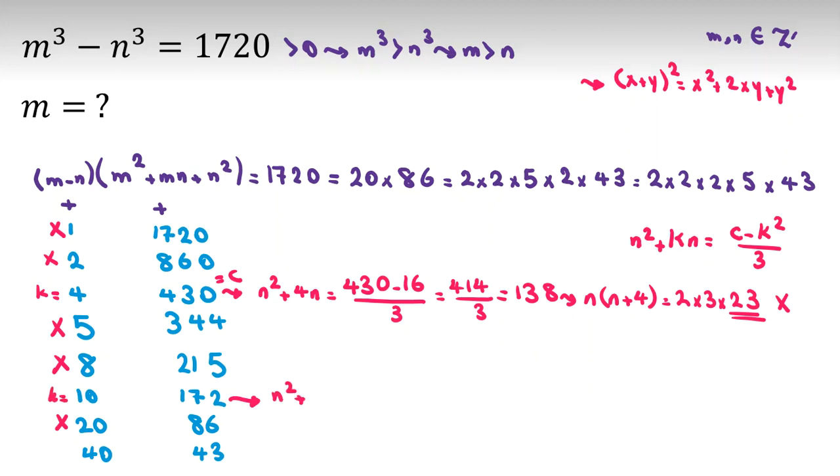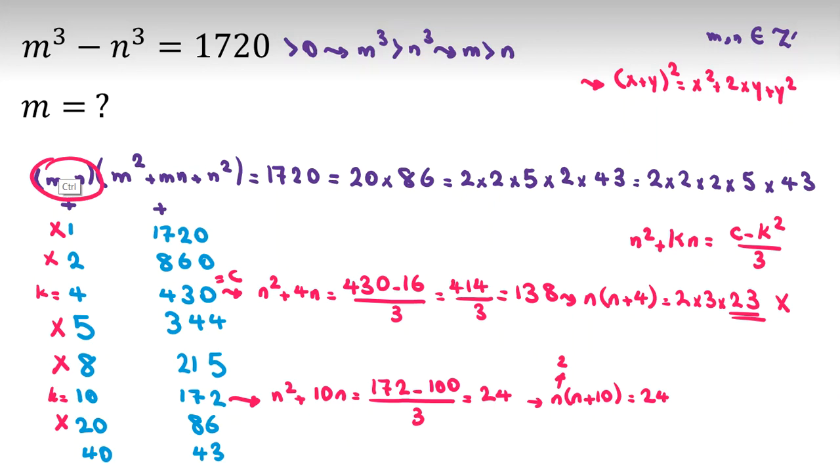This one, n squared plus kn, k here is 10, plus 10n equals (172 minus k squared minus 100) all over 3. It will be 72 over 3, which is 24. n times (n plus 10) is 24. 24, we can say 2 times 12. The only answer for this is n equals 2. So let's check this. n is 2 and m is n plus 10. So n is 2, m is 12.